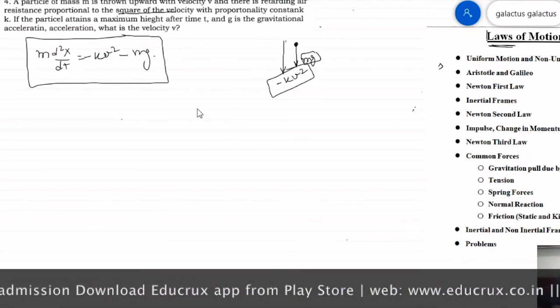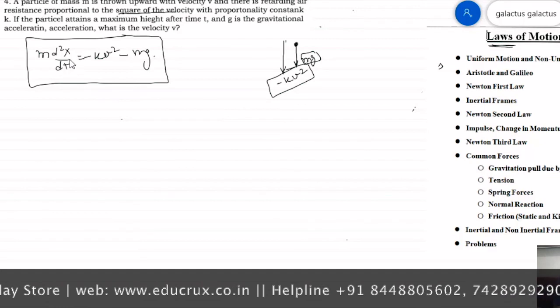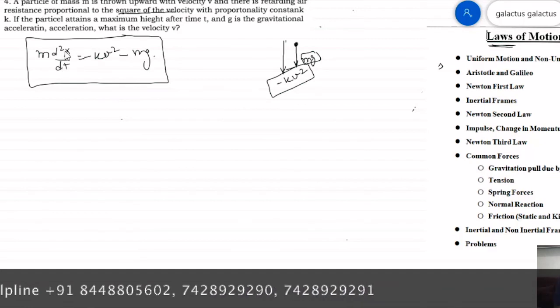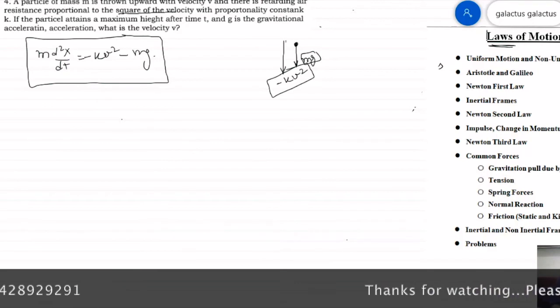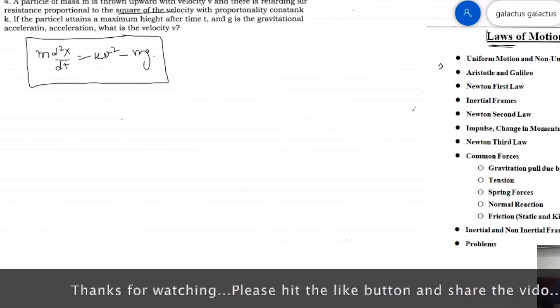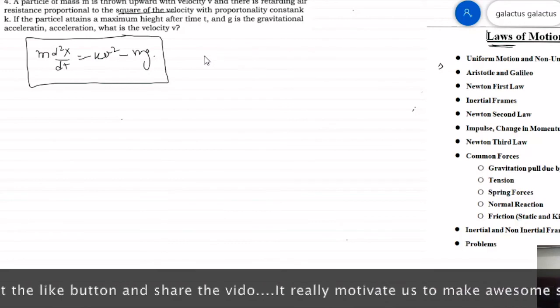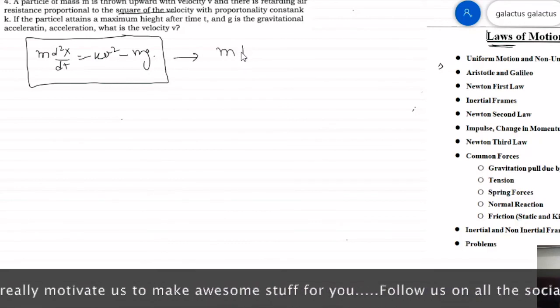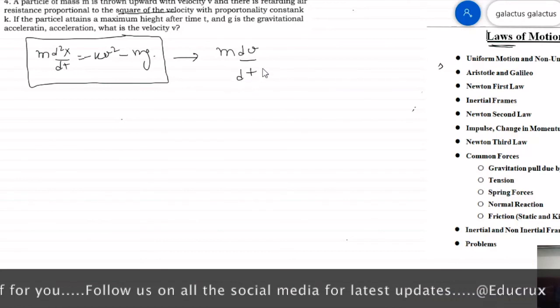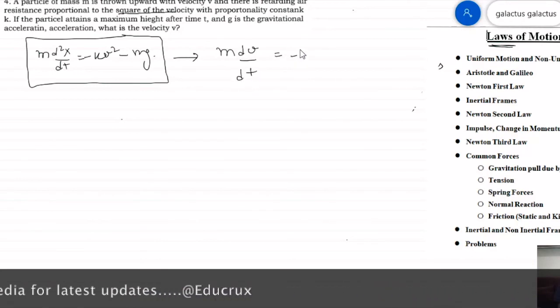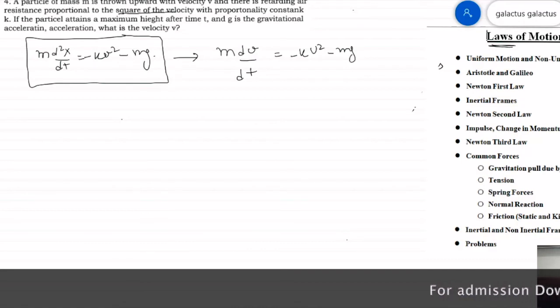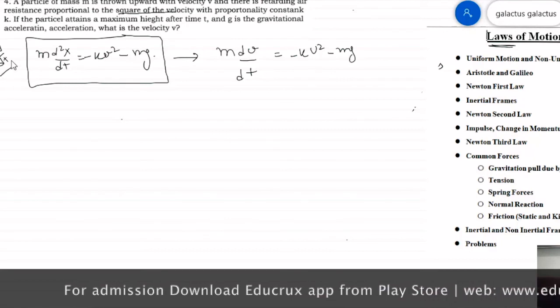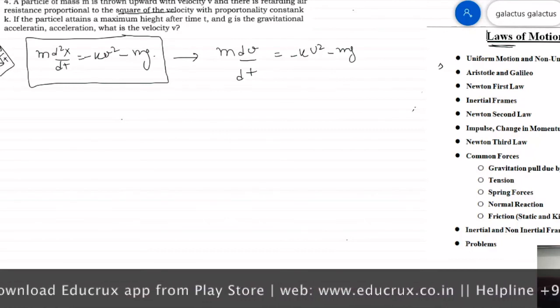So to get a relation between the velocity and time, I have to eliminate x because we don't require the information of x from the equation. To eliminate x from the equation, what I can do is write m dv by dt, which is the acceleration of the body, equal to minus kv square minus mg. Because dx by dt is the velocity, I can write d square x by dt square is equal to dv by dt, because acceleration is also the time derivative of the velocity.